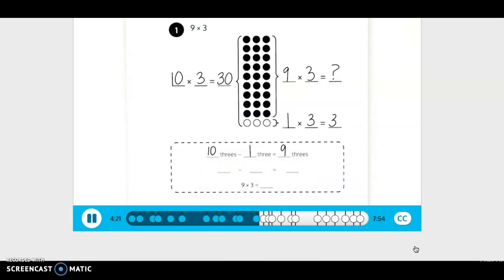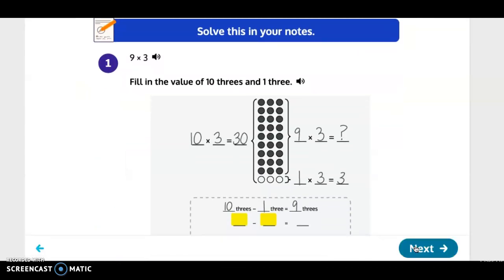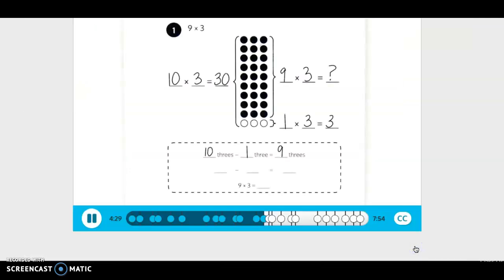Now let's write the number sentence. What does 10 threes equal? What does 1 3 equal? 10 threes equals 30. 1 3 equals 3. Check your work.